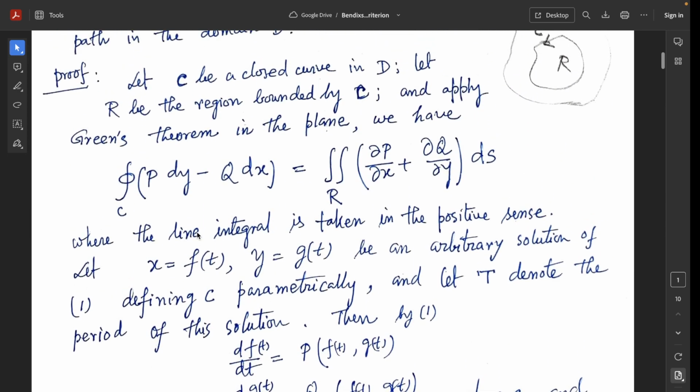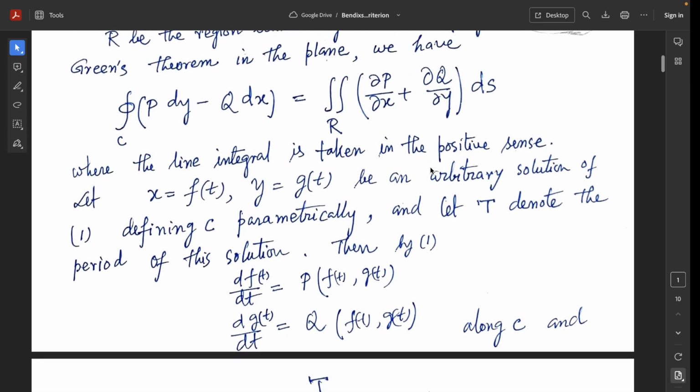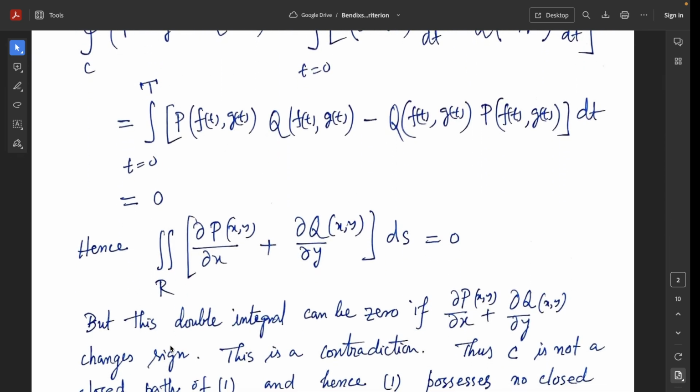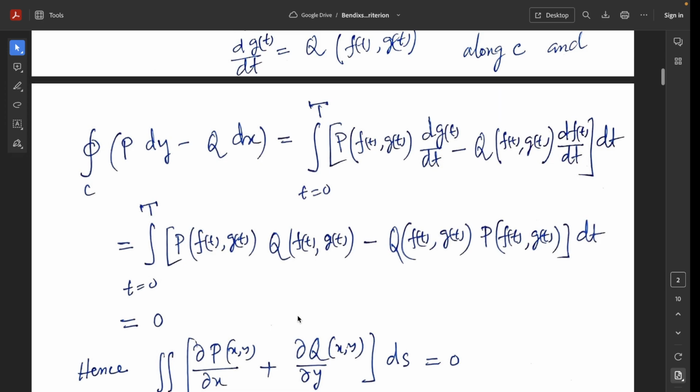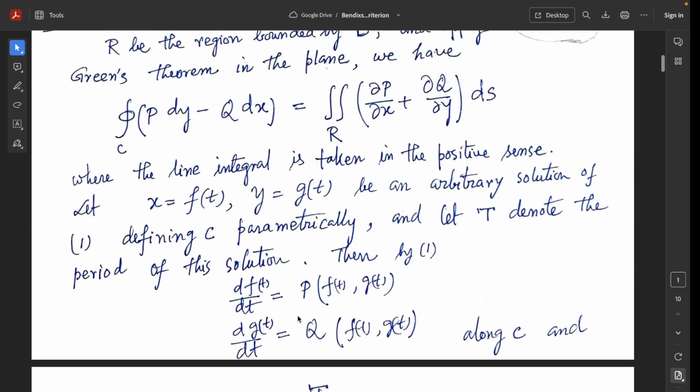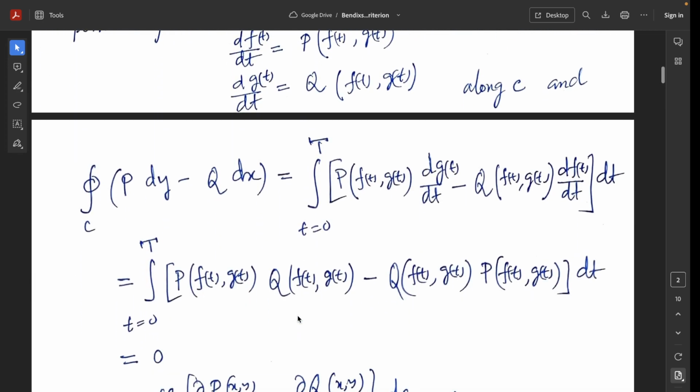Also, we have this closed integral equal to the double integration over R. So obviously, this double integration is equal to 0. Hence, the double integration over R of ∂p/∂x plus ∂q/∂y into ds equals 0. But this double integral can only be 0 if ∂p/∂x plus ∂q/∂y changes sign over R. But it is wrong, because we assumed that ∂p/∂x plus ∂q/∂y has the same sign throughout this region.